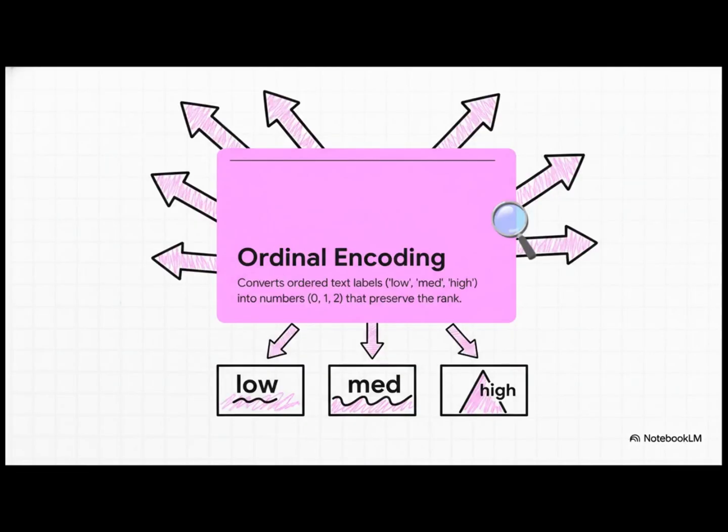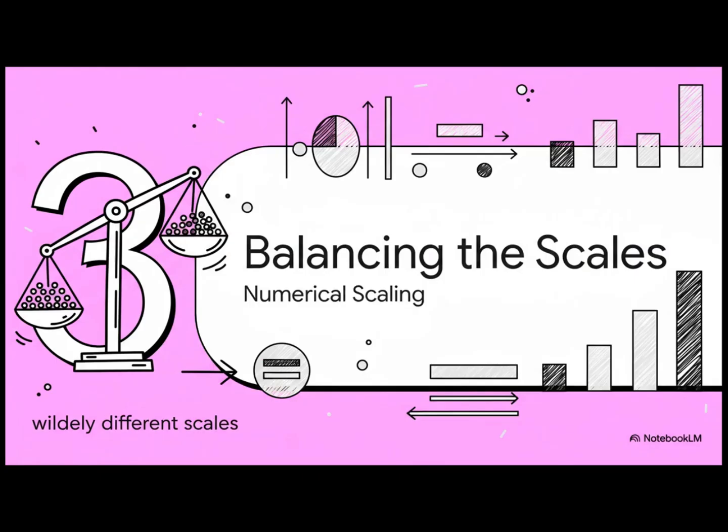So let's be super clear on this. With ordinal encoding, we're not just swapping words for numbers randomly. We're creating numbers that carry the exact same meaning, the same ranking, as the original text. The model now gets it. It understands that a 2 is more than a 1, just like high is more than med. All right, so we've dealt with the text. But what about that other big problem we saw? The crazy difference in scale between our numbers? Let's go ahead and tackle that right now.